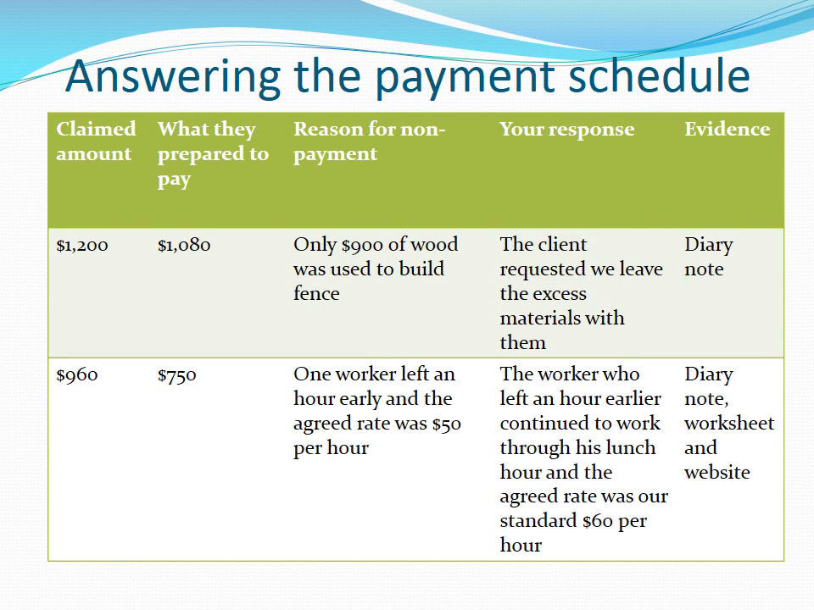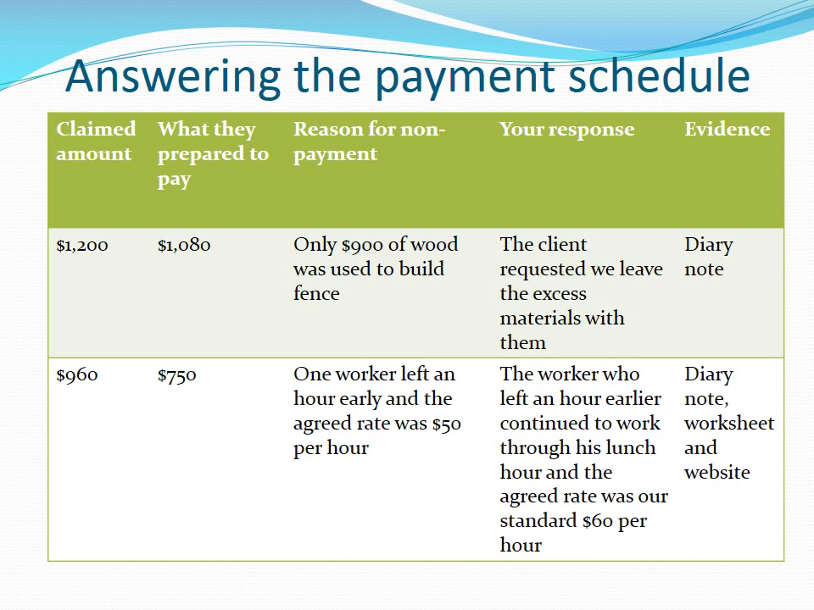Looking at the fencing example again, in this sample you have sent your payment claim and the client has sent back a payment schedule where they have argued they are not liable for the full amount of the payment claim. You have identified the two arguments that only $900 of the wood was used in the project and that one worker left the site early and that the agreed rate was $50 per hour, not $60. Looking at the table, we have the claimed amount, $1,200. What they are prepared to pay, $1,080.